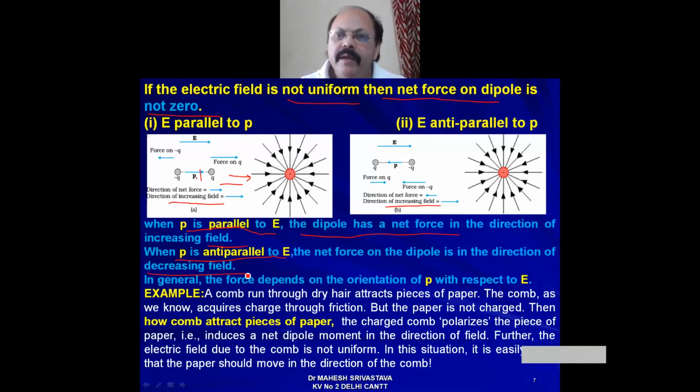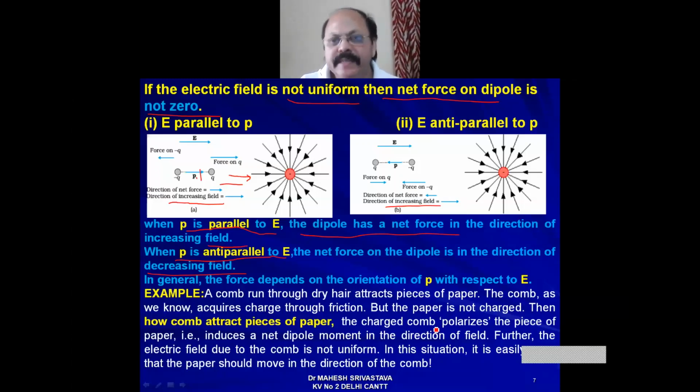Now paper is a dielectric, paper itself not having any charge. So when the comb is rubbed through dry hair, the comb gets charged, hair gets charged, but pieces of the paper remain uncharged. So how do they get attracted towards the charged comb? What happens when you bring the charged comb near the pieces of paper?